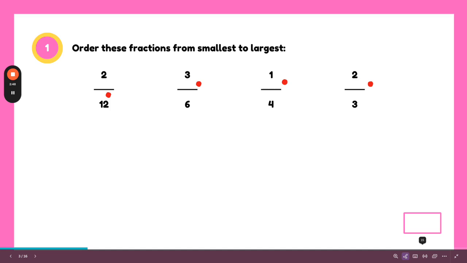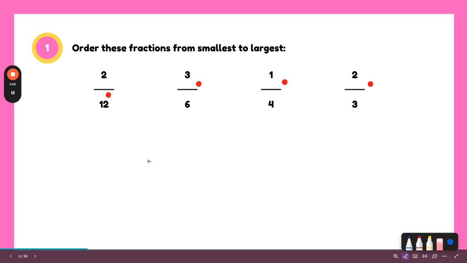And how do we go about doing that? Well, we look at each of the denominators and ask ourselves, what is the lowest common multiple of 12, 6, 4, and 3? That lowest common multiple is what we will use to convert each fraction into a denominator of that common multiple. That may sound a bit all over your head, but don't worry, we'll go through the question and hopefully it will make some sense.